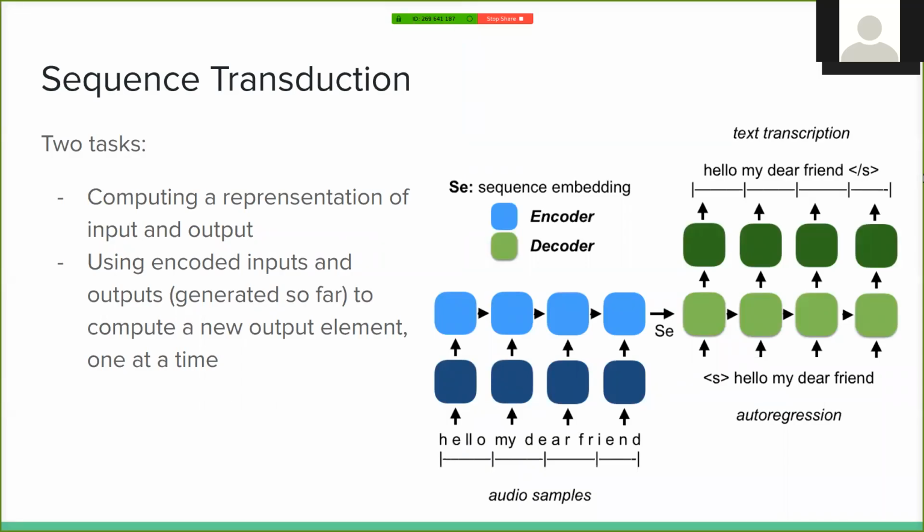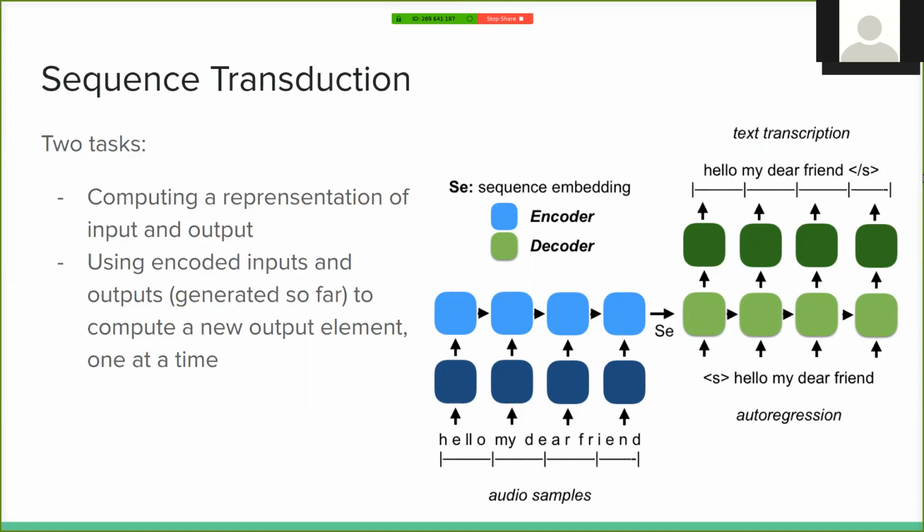So sequence transduction can be divided in two main tasks: computing a representation of the input and output, and then using these encoded inputs and outputs to compute a new output element one at a time. So here on the right, you have an example of a sequence transduction task applied to speech-to-text transformation. We have this audio sample that comes in, hello, my dear friend. It's being encoded, and then it goes into the decoder, which is able to produce an output.